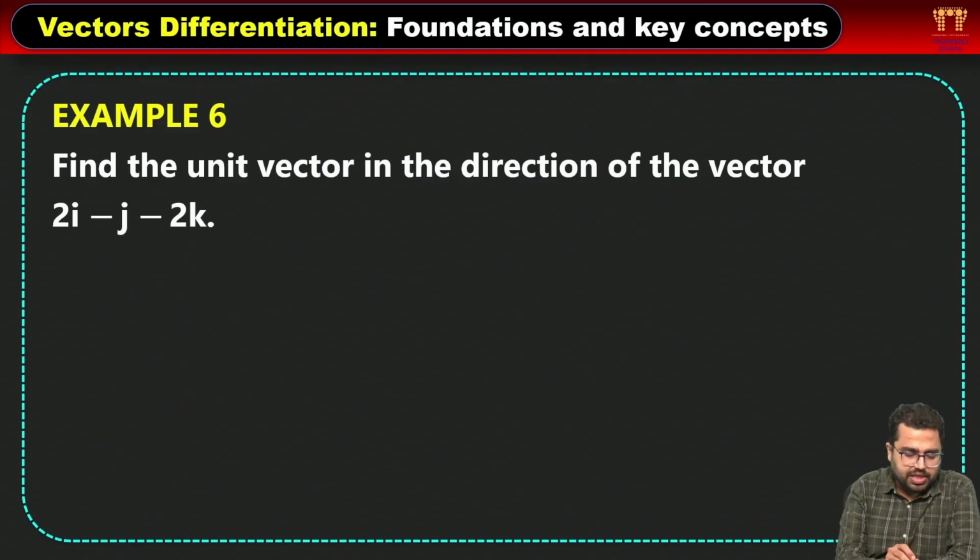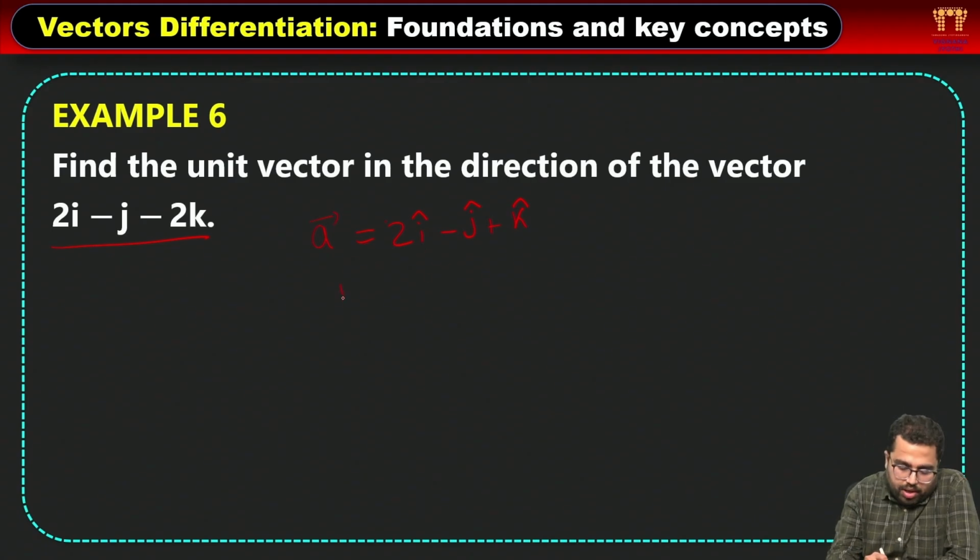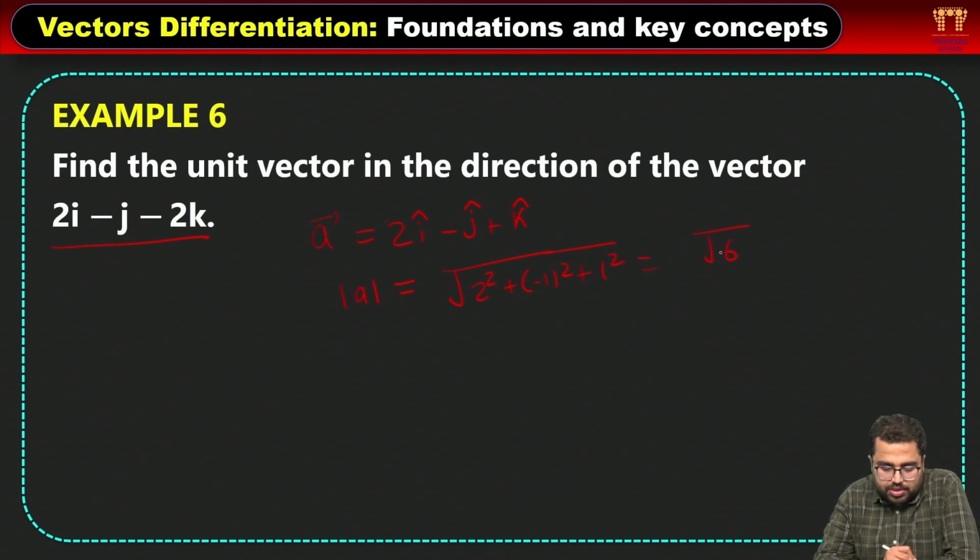So next, here we will see the example. You have to find the unit vector in the direction of 2i minus j minus 2k. Simply what I do, I'll find the length of this vector. Suppose that this vector is denoted by vector a is 2i minus j plus k. Of course you can use the cap because these are all unit vectors i, j, k. So in order to find the unit vector in the direction of a, I will find the length of this vector, which is mod of a, which is nothing but under root of 2 square plus minus 1 square plus 1 square.